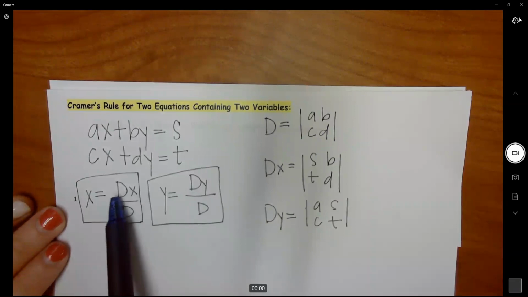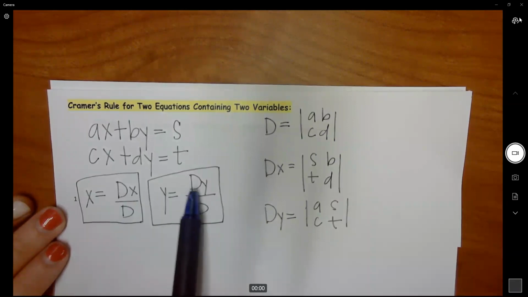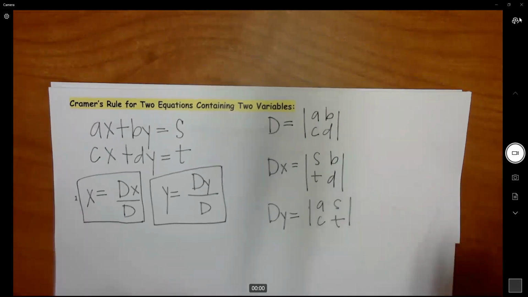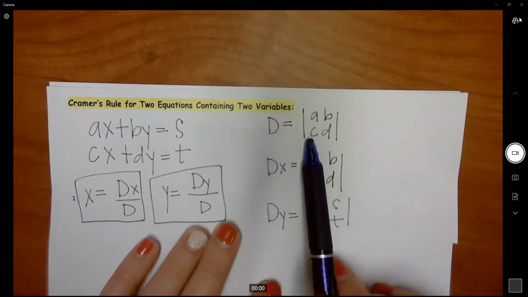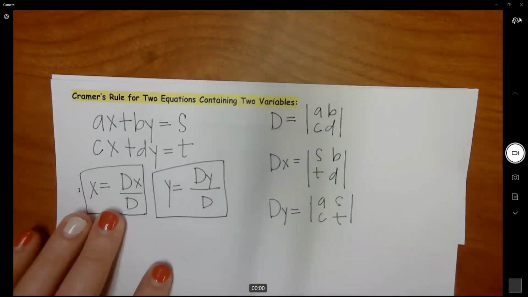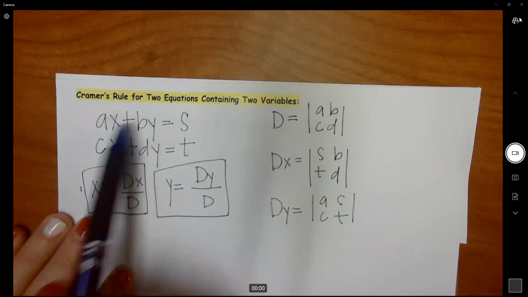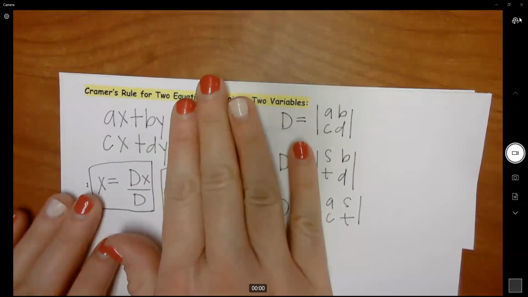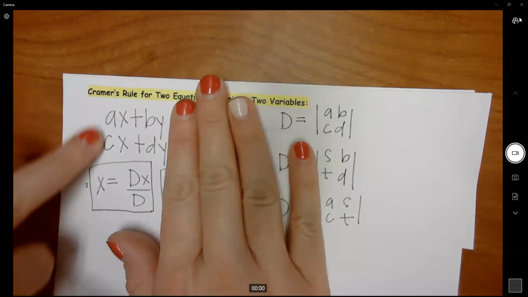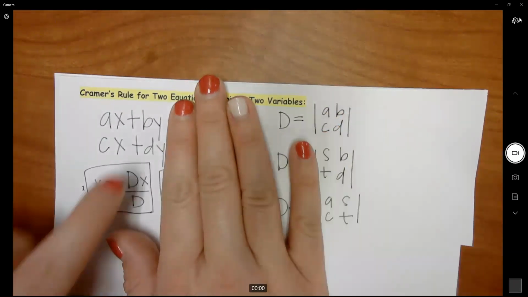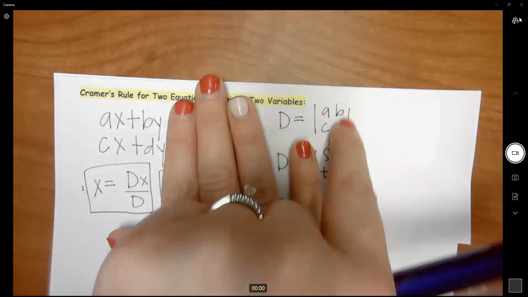So what does D sub x, D sub y, and D equal? Here's what those equal. D equals the determinant a, b, c, d. When I look at that, that is this portion of my equation here. Okay, so what are the coefficients for your x? Go over here. And what are the coefficients for your y? Go right here.